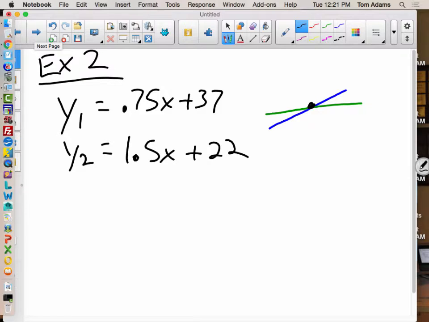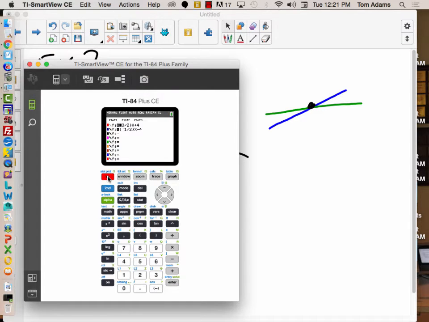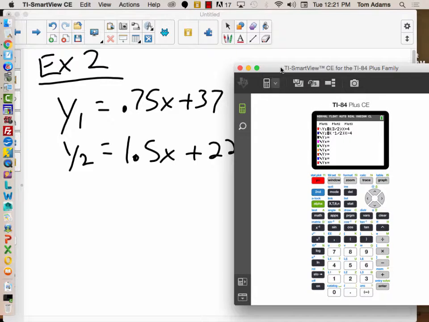Yeah. And so now we could do exactly like example number 1, and they've already given us those equations, so I'm just going to move this over to the side here, and I'm going to clear this out. In fact, they even wrote in the subscript notation that our calculators use, right? So we're going to say y sub 1 is equal to 0.75 times x plus 37, and then y sub 2 is 1.5 x plus 22.